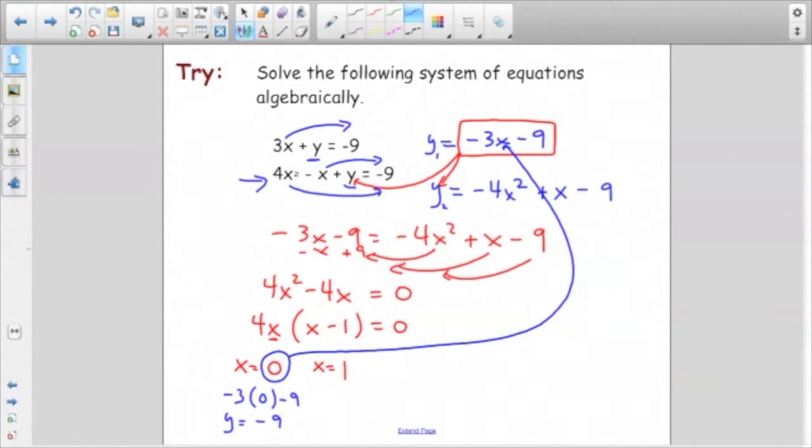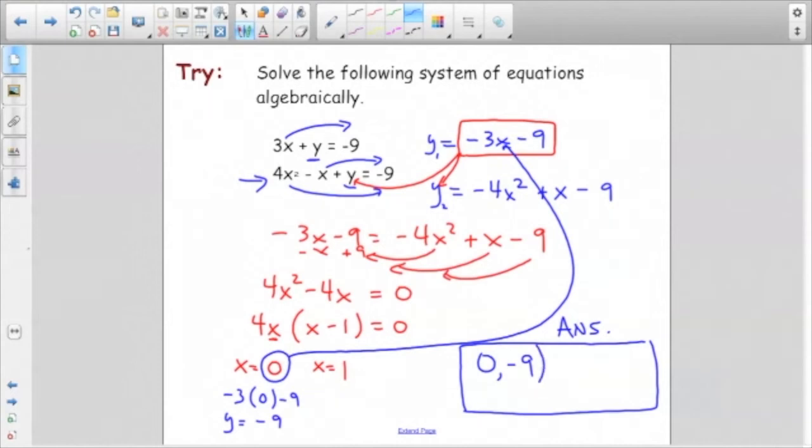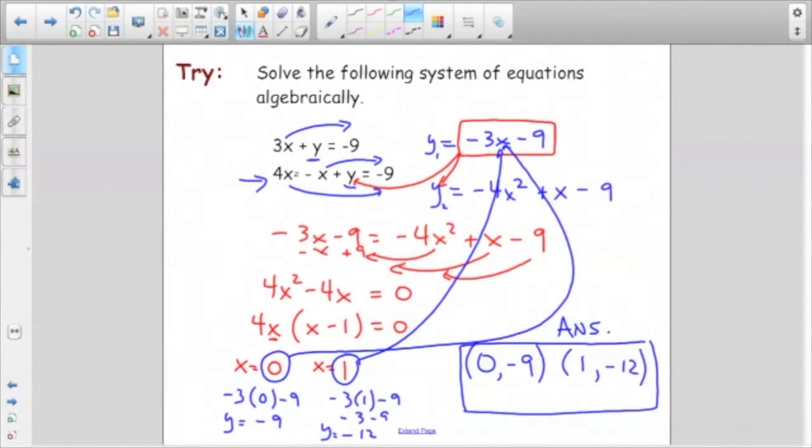Okay, so one answer. So this is my answer box. So I have 0, comma, negative 9. So there's one answer. Okay, so now let's substitute this into there as well. So negative 3 times 1 minus 9, so that's negative 3 minus 9, that's negative 12. So there's my other one. So now I know when x is 1, y is minus 12. So I have my answer.